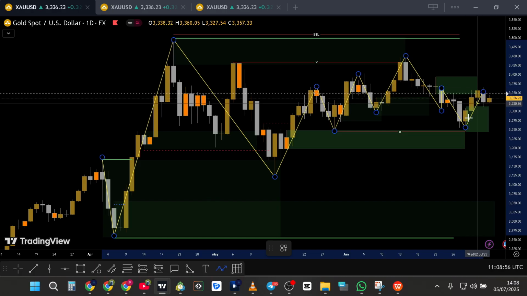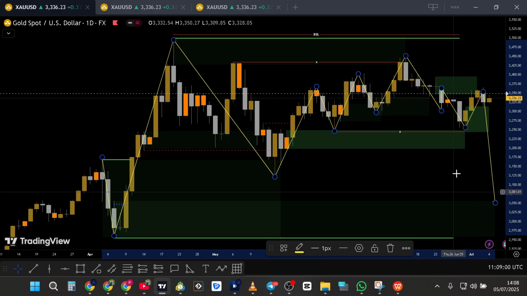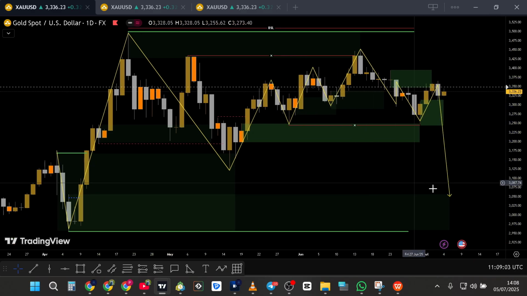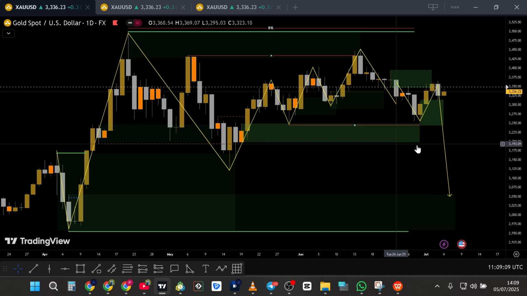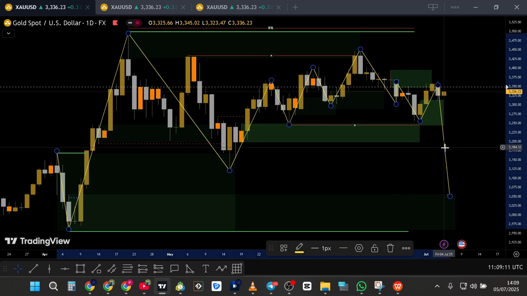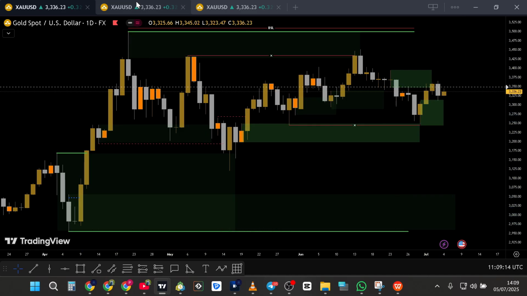and all this is just a pullback to induce more buyers before coming and taking them out, creating that low to the downside, and maybe continuing to the upside from this demand that you're seeing down here. So that's just my bias or analysis on the daily.